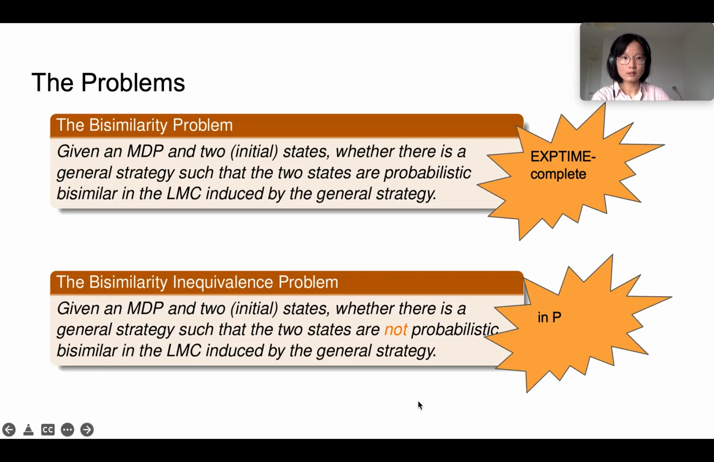To summarize, we studied two problems: the bisimilarity problem, which is EXPTIME-complete, and the bisimilarity inequivalence problem, which is in P. We've also drawn the connection between the two problems with the notion of probabilistic non-interference from computer security.